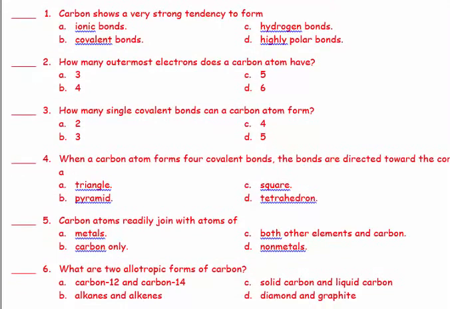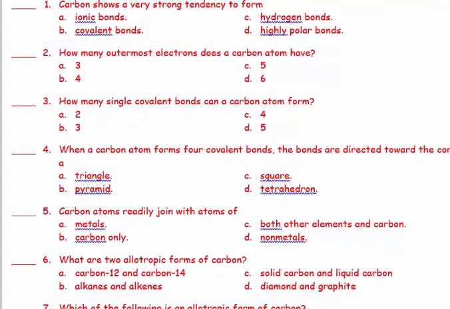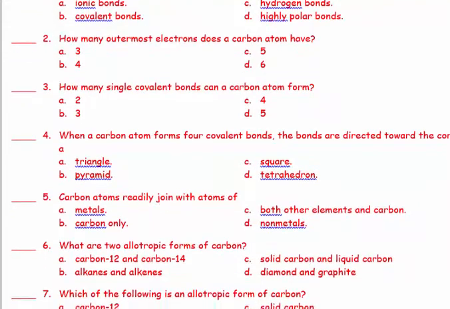Number 3, how many single covalent bonds can a carbon atom form? Single covalent bonds means a covalent bond arising from each one of the outermost electrons. So it's 4. Now the answer of number 3 is C.